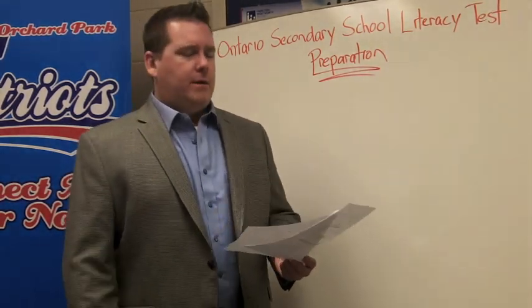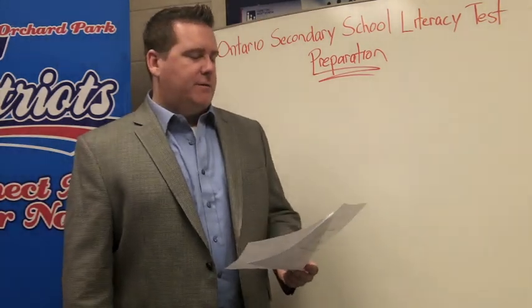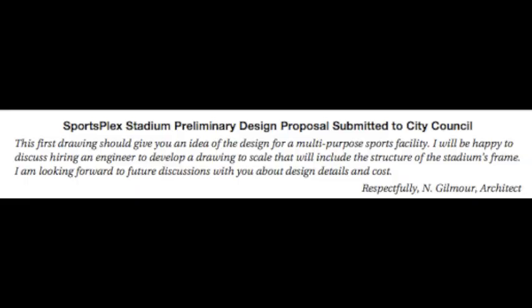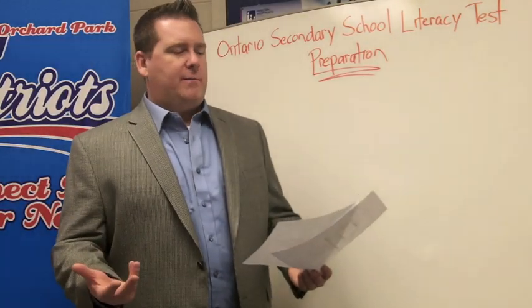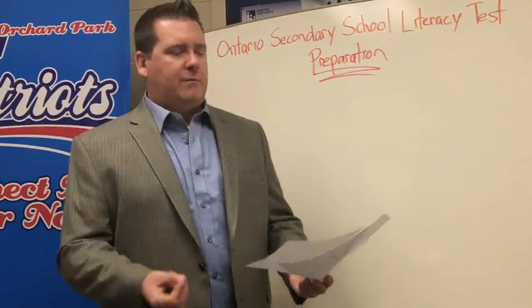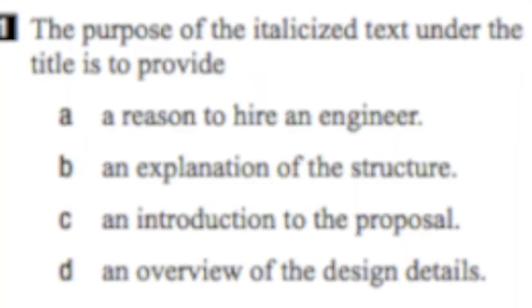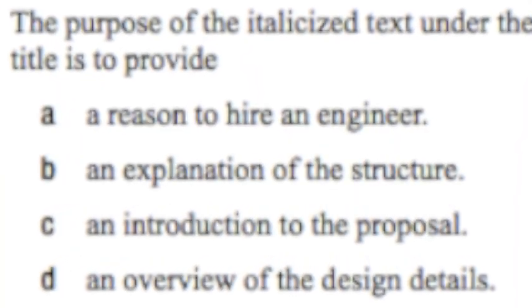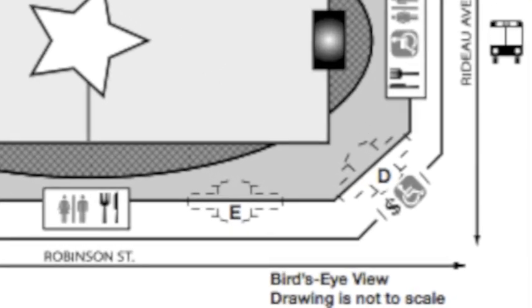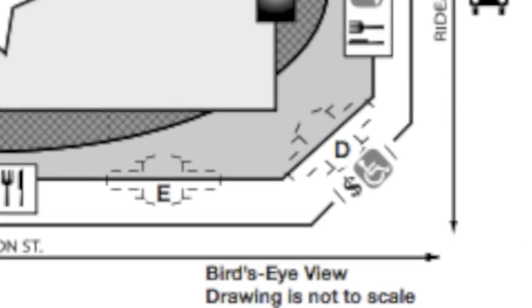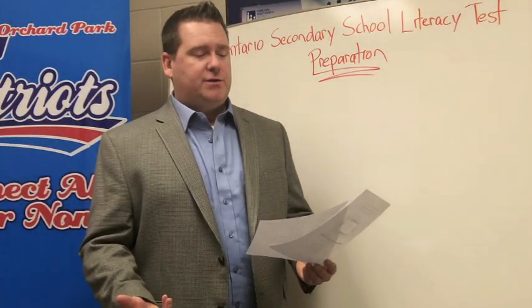But why? A says a reason to hire an engineer. In here it actually states, I will be happy to discuss hiring an engineer to develop a drawing. Well, the engineer would be hired to develop a drawing. That part is specifically outlined already, so there's no explanation there about trying to come up with a reason to hire an engineer. It's already outlined. B says an explanation of the structure. Well, this isn't a description of any sort of the structure of the stadium. It's only the bird's eye view, the overhead shot. So there's no reason to consider the explanation of the structure.